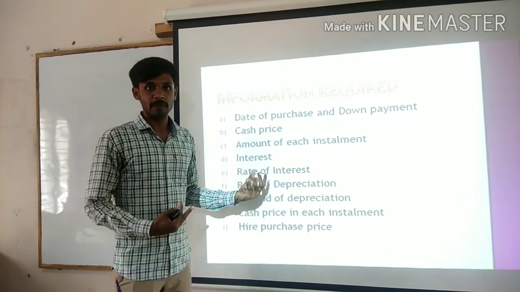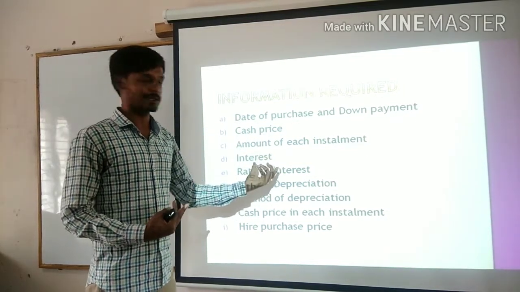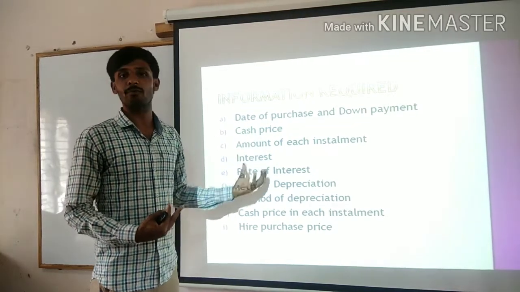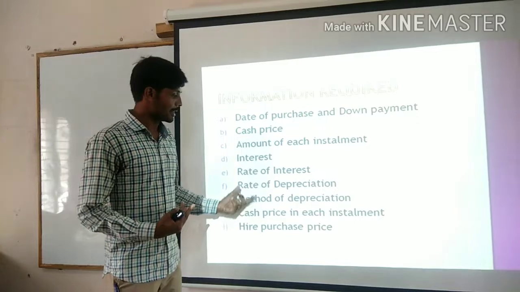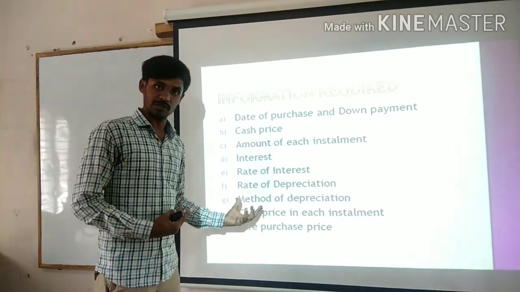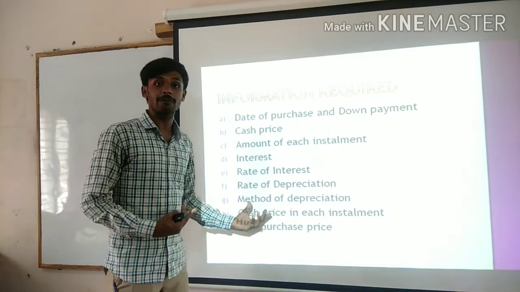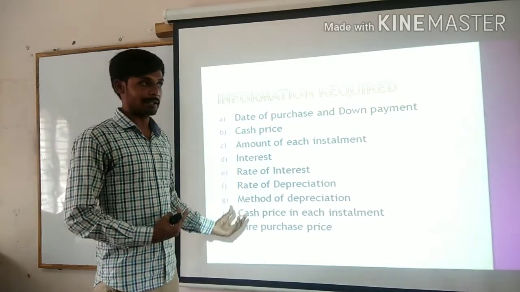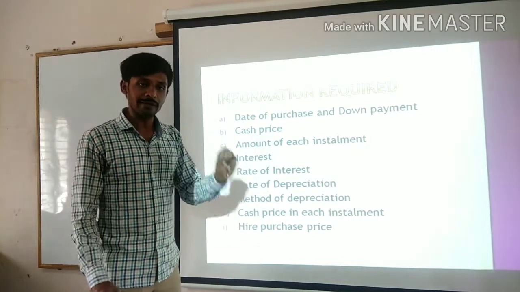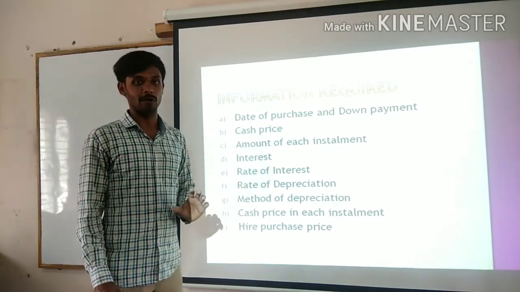Next, interest. How much interest has been included in each installment? Next, rate of interest. How much is the rate of interest? It is required again for the calculation of interest. Next, rate of depreciation. For charging the depreciation, the rate of depreciation is also required. Next, method of depreciation. Here, in this context, we will follow two methods. One is the straight line method, another one is the reducing balance method.